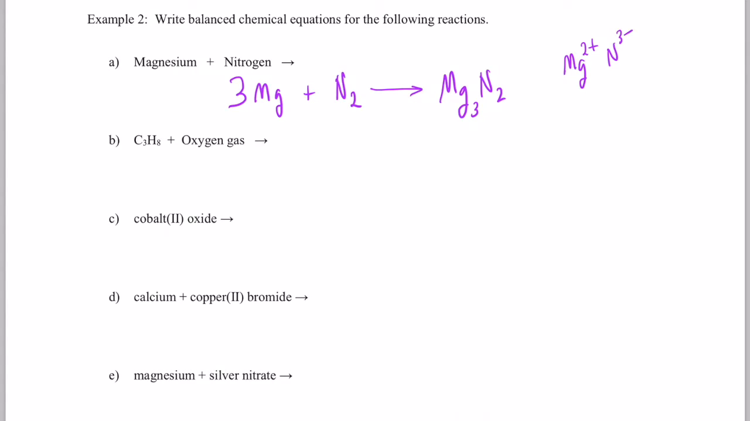So if you notice how I did that, I wrote the elements out, and I figured out that it was a synthesis reaction, and then I figured out the product of the synthesis reaction, and then I balanced it. Okay, how about the next one?